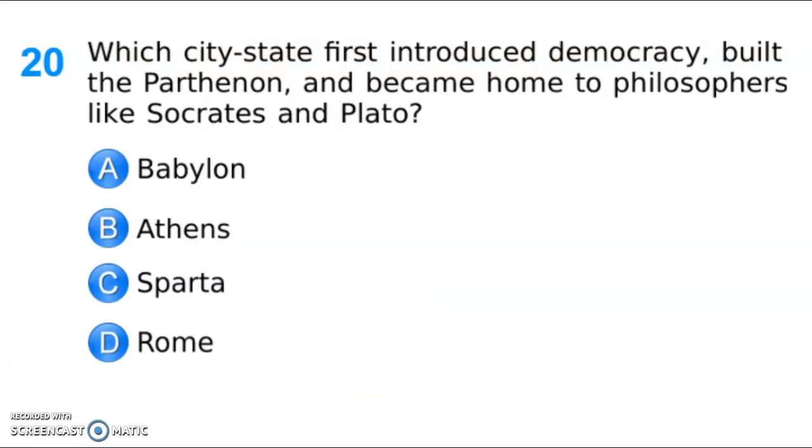The next one tied to 1B is going to be question 20, and it states, which city-state first introduced democracy, built the Parthenon, and became home to philosophers like Socrates and Plato? You have A, Babylon, B, Athens, C, Sparta, and D, Rome. So basically here, you're having to look at the city-state that introduced democracy, the Parthenon, and the philosophers. So you just have to know which one of these city-states developed that.